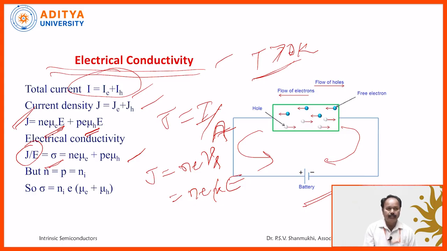But one thing we know, at any temperature, electron density is equal to hole density. N is equal to P, it is equal to Ni. So, on simplification, we get sigma is equal to Ni e into mu E plus mu H. What is this Ni? This is the intrinsic carrier concentration, intrinsic carrier density. Small e, charge of the carrier, that may be electron or hole. Quantity is same. Electron charge is negative, hole's charge is positive. And mu E, mu H are mobilities of electrons and holes. This is the expression for the electrical conductivity in an intrinsic semiconductor.